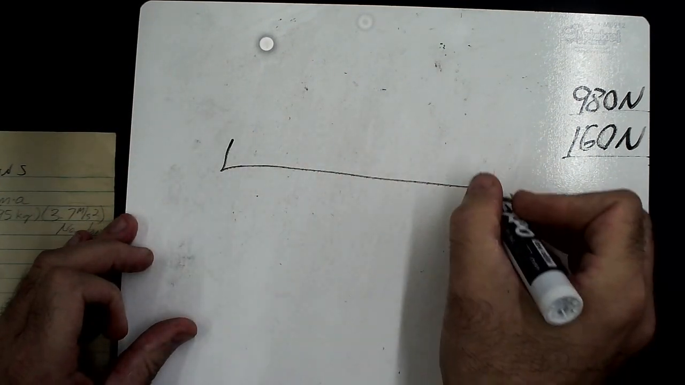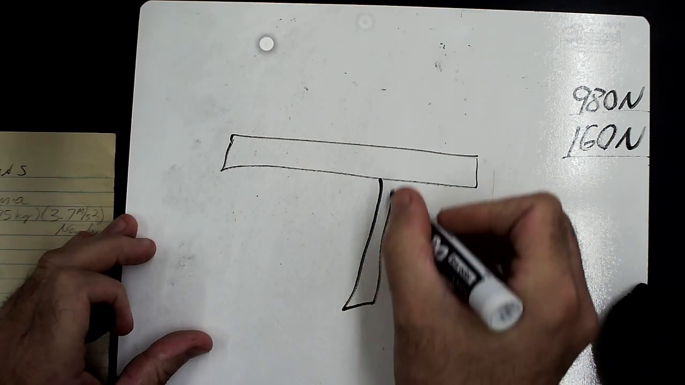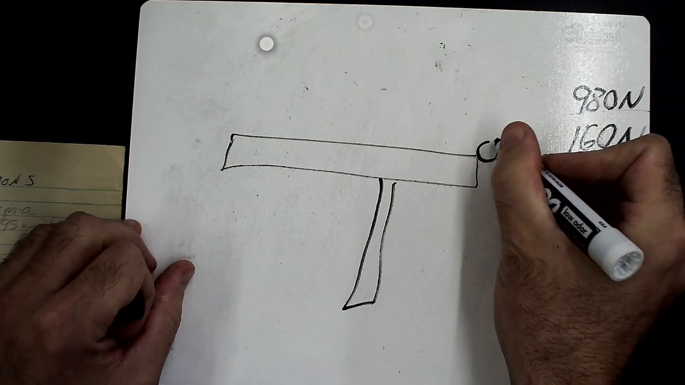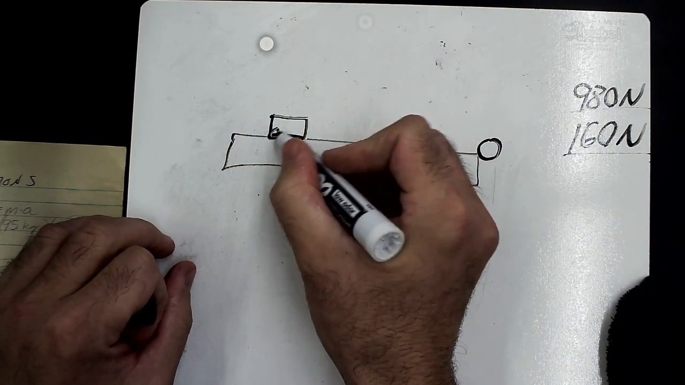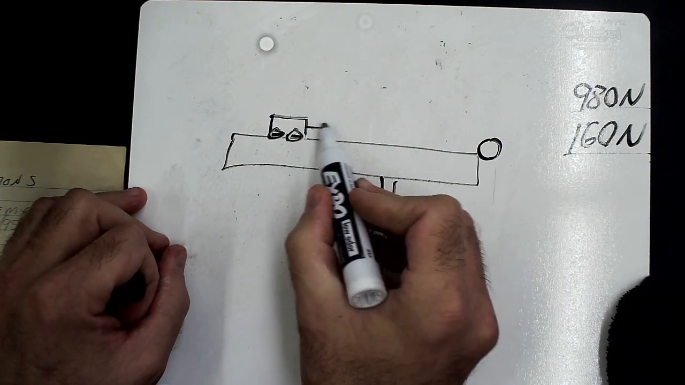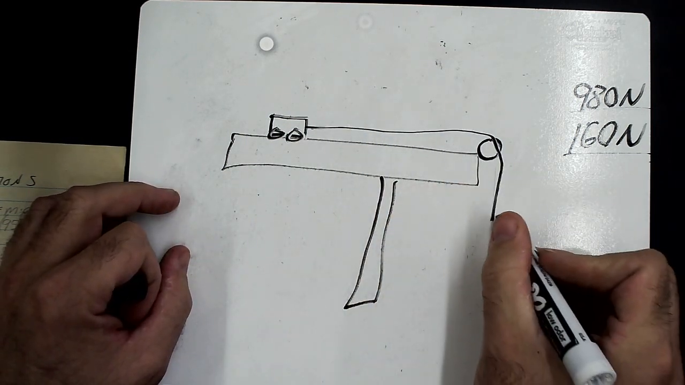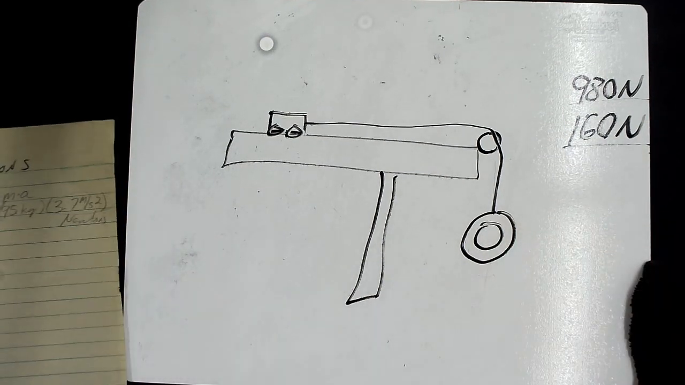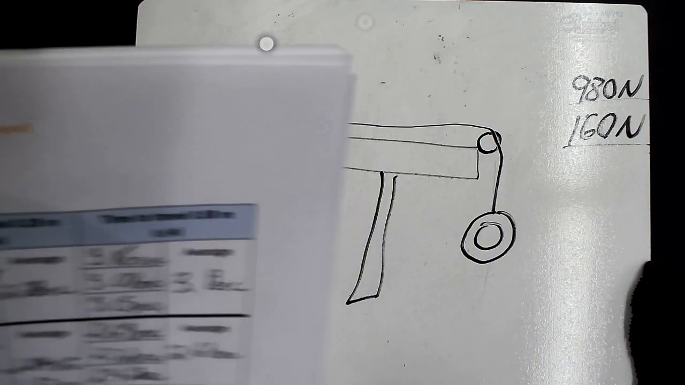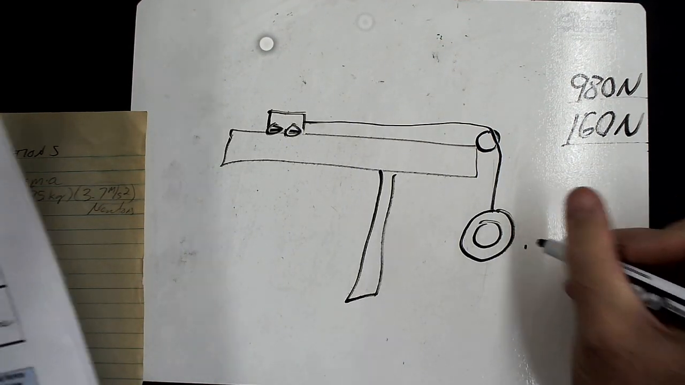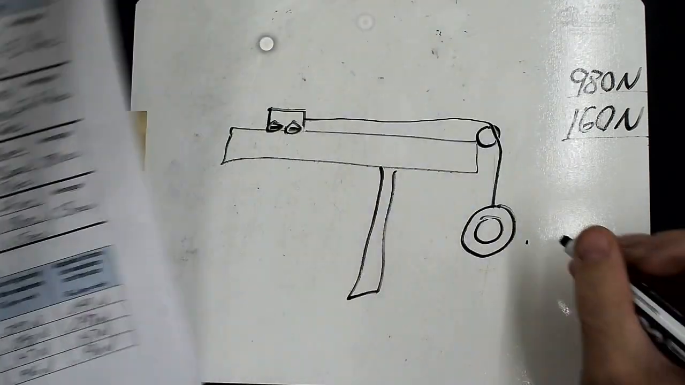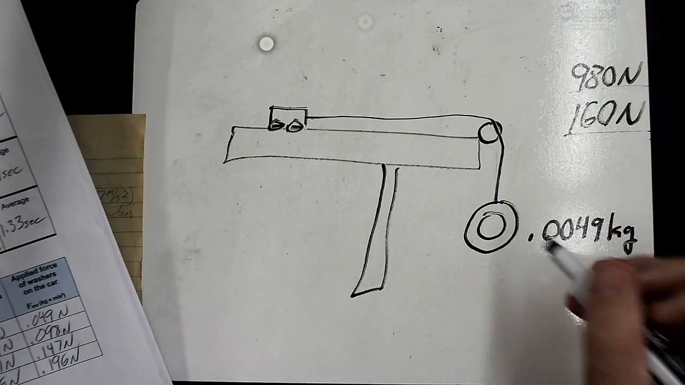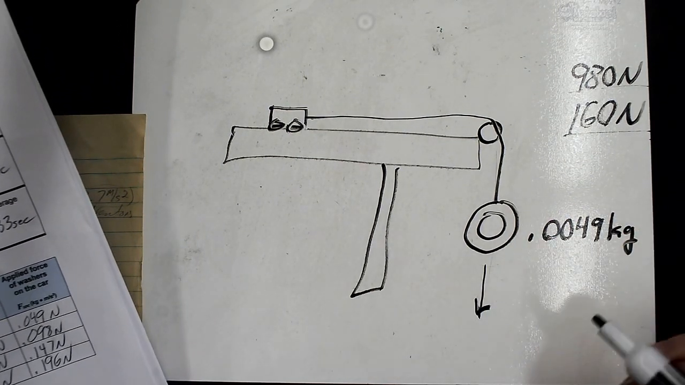So here's the table. There's my table, sorry for the jiggity lines. It's got a little pulley right here, and you've got the little car. There's my little car, and it's got a little hook, and the string goes over, and then it has the washers down here. The washers have a mass of, one washer has a mass of, I'm getting this from right here, 0.0049 kilograms, and gravity is pulling down with an acceleration.